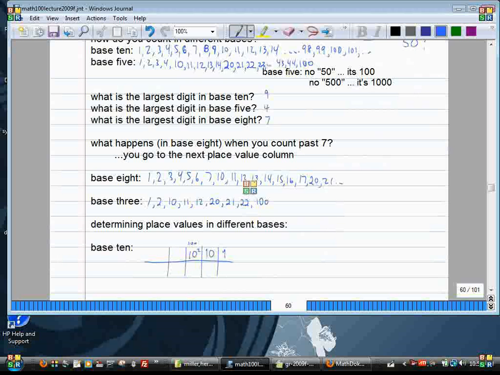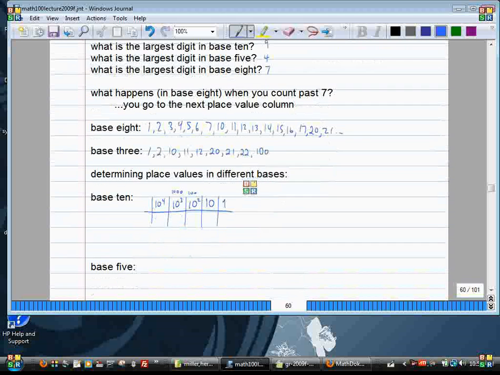And what's the next place value? 1,000, which we can also write as 10 to the third. And the next place value? 10 to the fourth, etc., etc. So this is really our system of keeping track of how much each place value is worth. When you're in base 10, each place value is worth 1, 10, 10 squared, 10 to the third, 10 to the fourth, 10 to the fifth, etc.